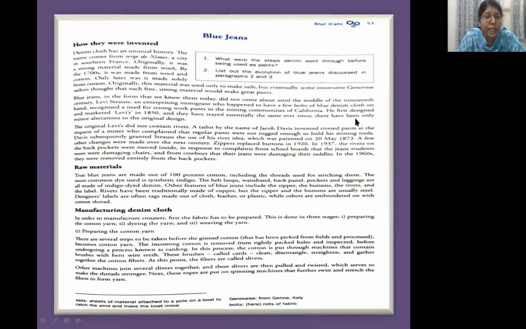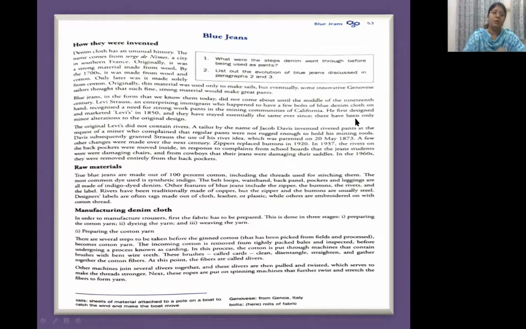A few other changes were made over the next century. Zippers replaced buttons in 1920. In 1937, the rivets on the back pockets were moved inside, in response to complaints from school boards that the jeans students wore were damaging chairs and from cowboys that their jeans were damaging their saddles. In the 1960s, they were removed entirely from the back pockets.